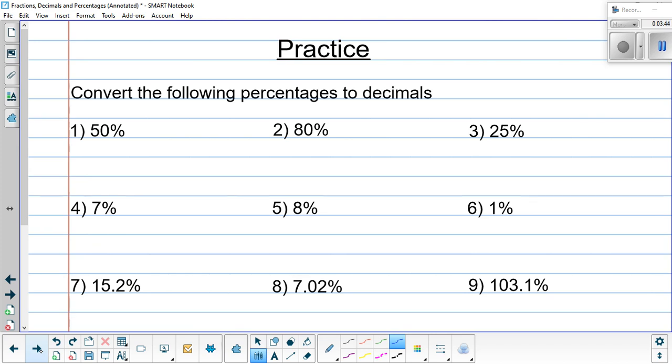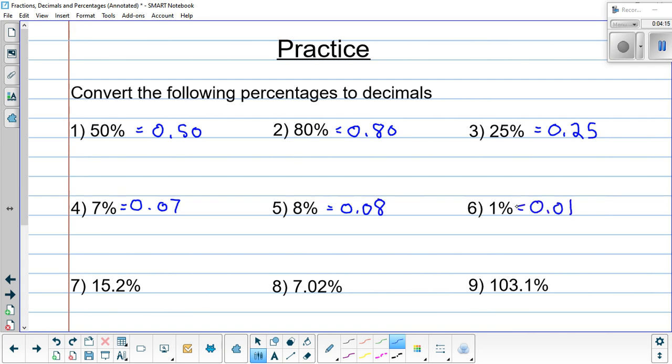Okay, welcome back. So, really quickly, we'll go through the answers. So this should be 0.50. Number 2 is 0.80. Number 3 is 0.25. Number 4 is 0.07. That one can sometimes confuse people. I know it was one of our examples, but it can confuse people, the ones where it just has one digit.